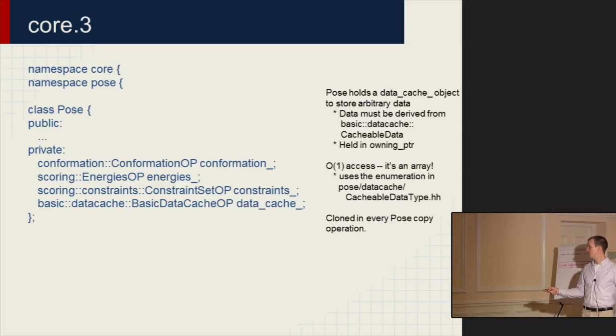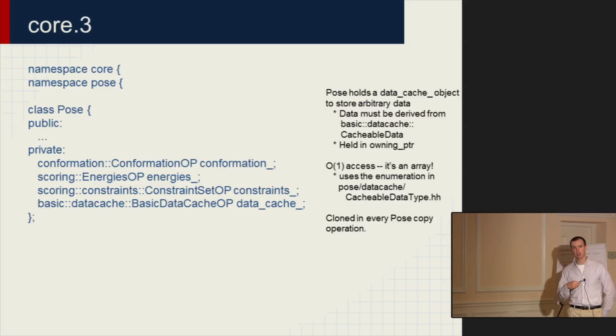It's convenient to embed data into the pose, and we do so through the data cache. This data cache is basically an array. It uses an enumeration in the cacheable data type so that you can register a position in this array for use in a particular class. And because it's an array, it has constant time lookup access, which is really useful if you're trying to calculate energies based on stuff cached in this data cache.